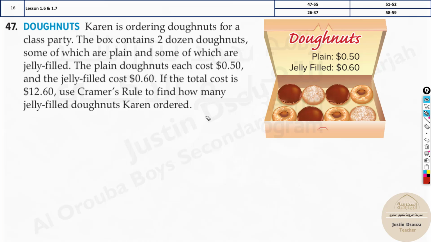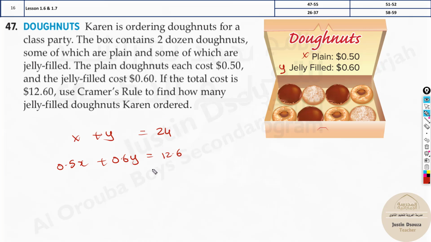Now here the most important thing is writing the equations. See, one equation is clearly visible, that is 0.5, 0.6 and over here. But before that, I usually like to write the first equation, that is x and y. So what is x and what is y? I will take x as plain donuts and jelly filled as y. So x plus y is how much? It's 2 dozen, that is 12 times 2, it's 24. And then what else? The cost, 0.5x plus 0.6y is equal to how much? 12.6.